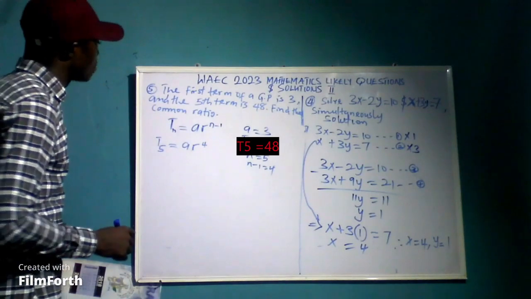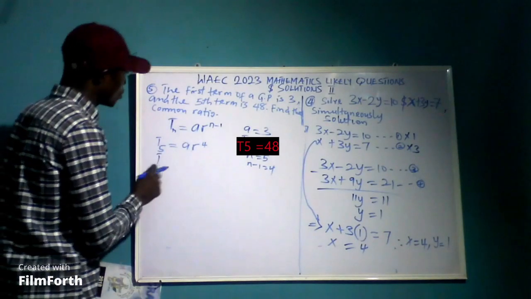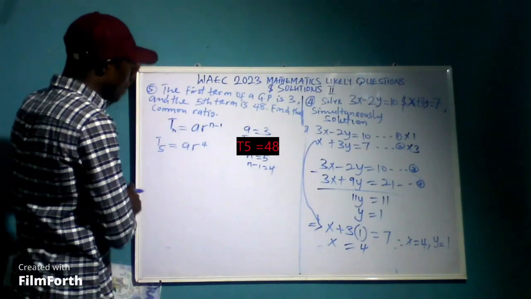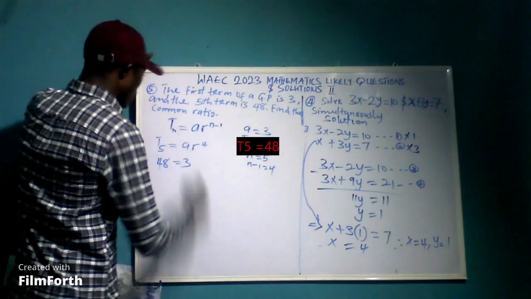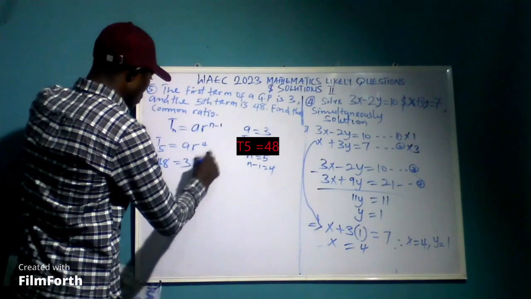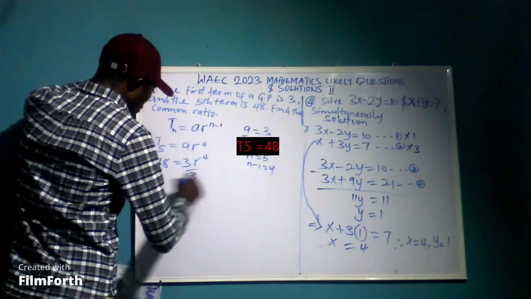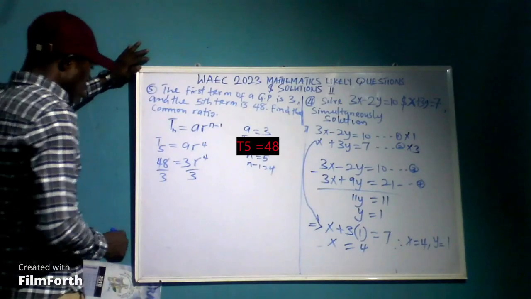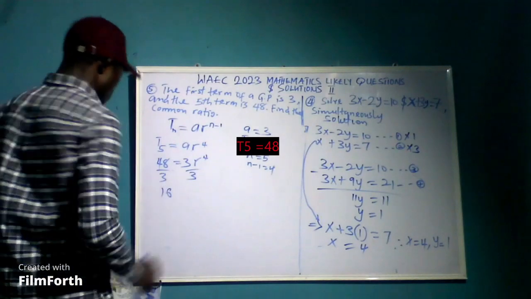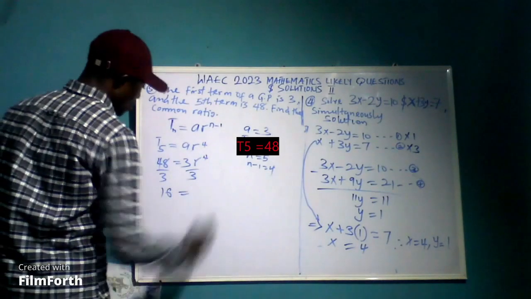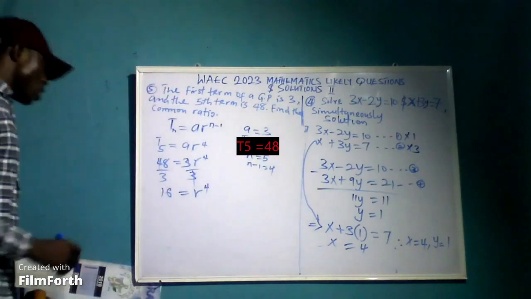And in the question we are given the first term to be equal to 3, and the fifth term to be equal to 48. Then we have to find the common ratio. To find the common ratio, just divide both sides by 3. We have 48 divided by 3. 3 in 4, that will be 1, remainder 1. So 3 in 18, that's 6. So 48 divided by 3 will give you 16. And we cancel 3 here. So we have 16 equal to r raised to power 4.